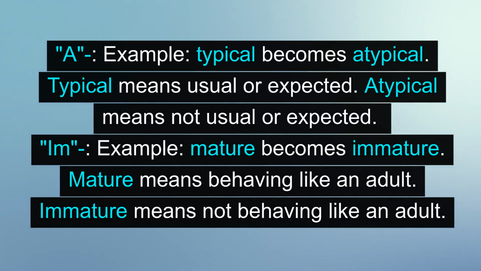A. Example. Typical becomes atypical. Typical means usual or expected. Atypical means not usual or expected. Im. Example. Mature becomes immature. Mature means behaving like an adult. Immature means not behaving like an adult.